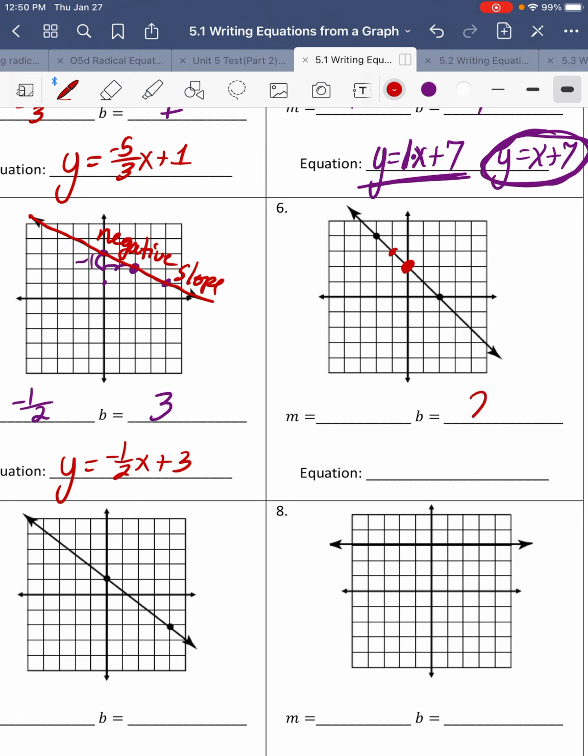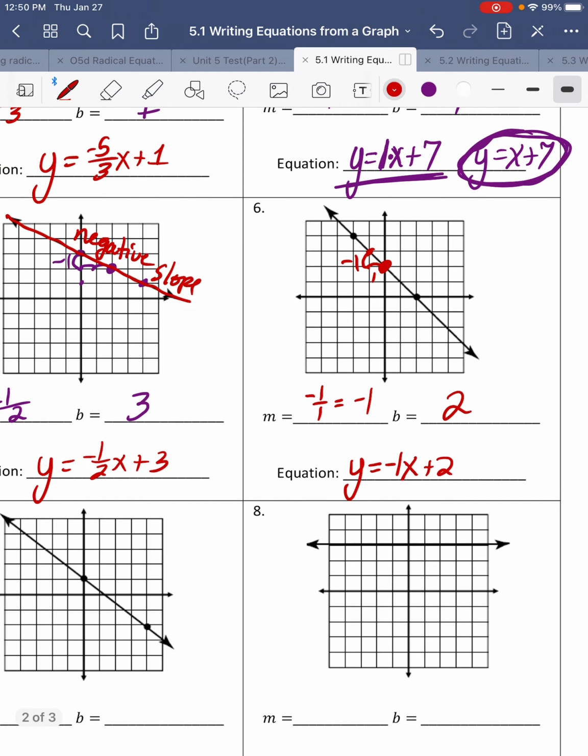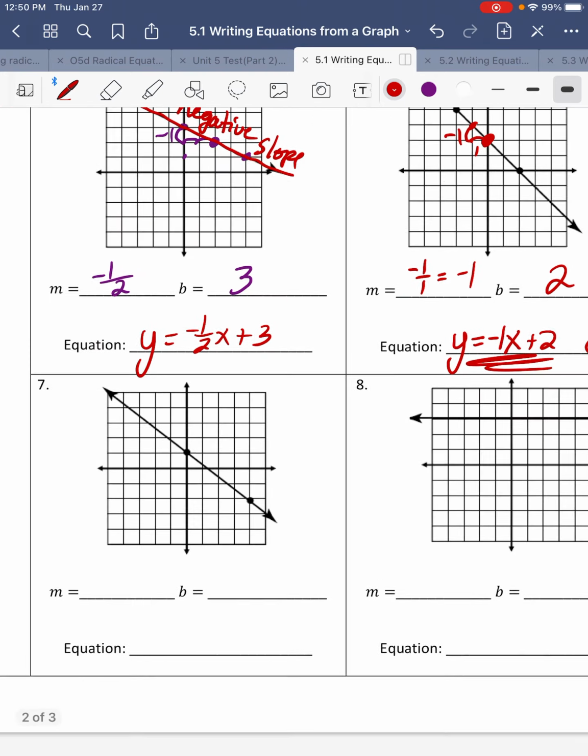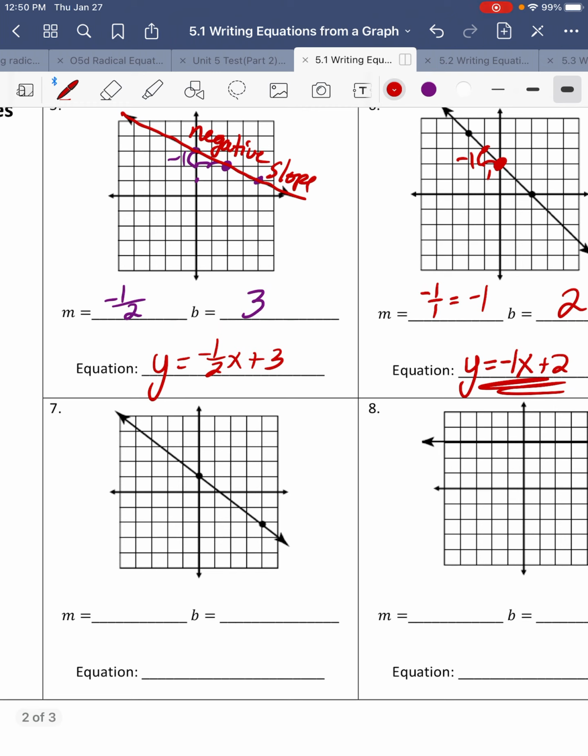Your y-intercept is right here at 2 for number 6. Looking at other coordinates, I'm just going to take the two that are next to each other. It looks like down 1 to the right 1. So negative 1 over 1, which is negative 1. So our equation is y equals negative 1 times x plus 2. Negative 1 times x is very similar to 1 times x. That's actually going to become negative x plus 2. That's your best answer. That's the most simplified. I will accept the first one though.